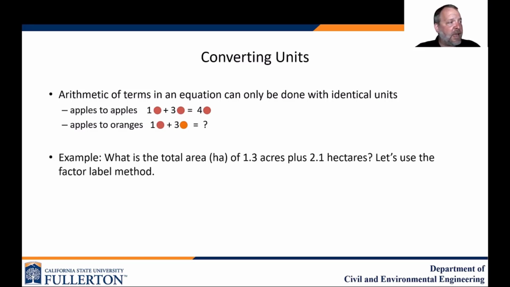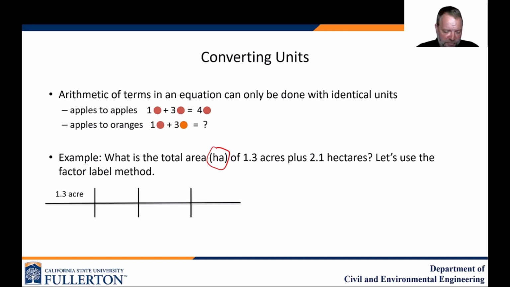But what we can do is if we have a problem, so if we want to know the total area of 1.3 acres plus 2.1 hectares, we just need to convert the units of one of those to the other. So we need to convert either 1.3 acres into hectares, or we need to convert 2.1 hectares into acres. In this case, it tells you in parentheses here what units we want to have at the end. So we'll convert acres into hectares. So the factor label approach, the first thing you do, I also like to call it the railroad approach.